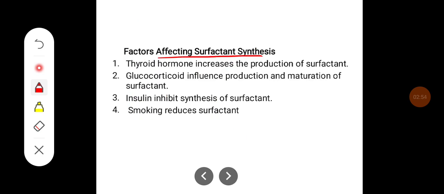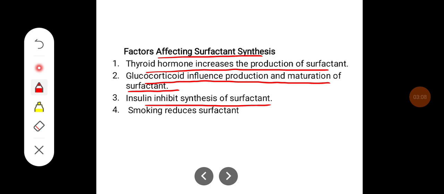Factors affecting synthesis of surfactant. Thyroid hormones increase the production of surfactant. Glucocorticoids influence production and maturation of the surfactant. Insulin inhibits the synthesis of surfactant, while smoking reduces the surfactant production.